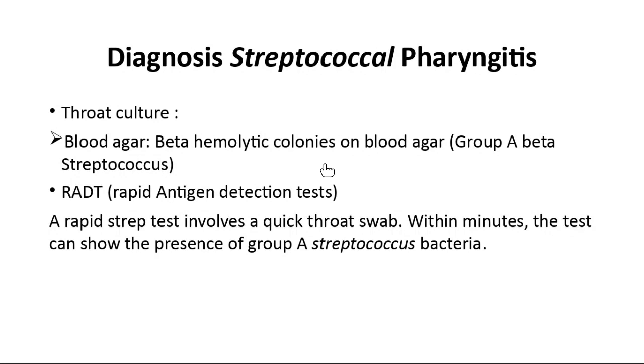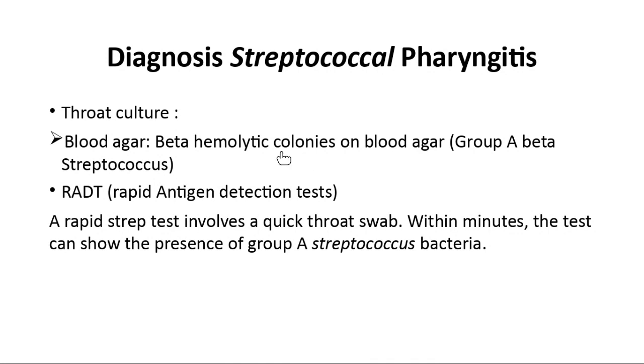Okay, so when we select the specimen, we perform the microscopy. First, we grow it on the culture, and in which culture? On the differential or enriched media, which is called the blood agar. This blood agar after 24 hours gives you the beta hemolytic colonies, which means the bacteria is the group A beta streptococci.